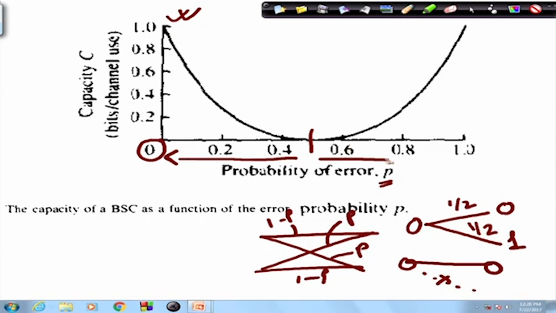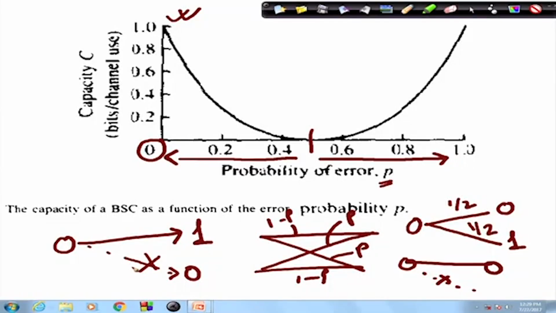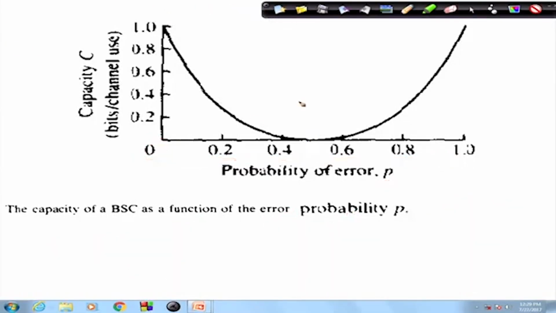Counterintuitively, if the probability of error increases towards 1, that means, whenever I send a 0, it becomes 1 for sure and it never becomes 0. So, the bit is flipped, we are assured that the bit is flipped. So, 1 received means a 0 was sent and a 0 received means a 1 was sent, then again you achieve the maximum value of channel capacity. That is what is displayed by this particular figure that we have over here.